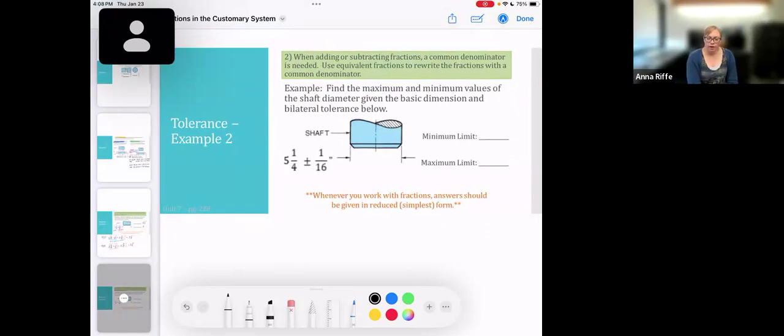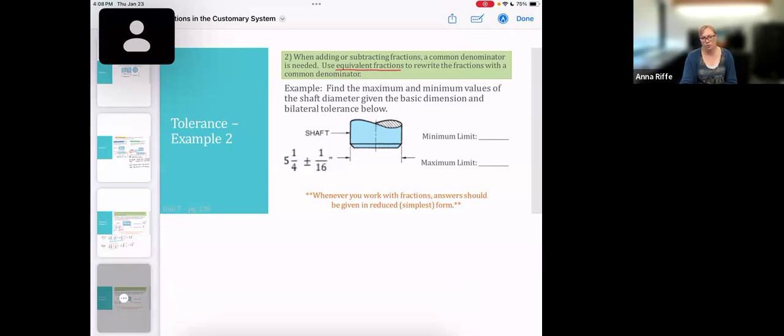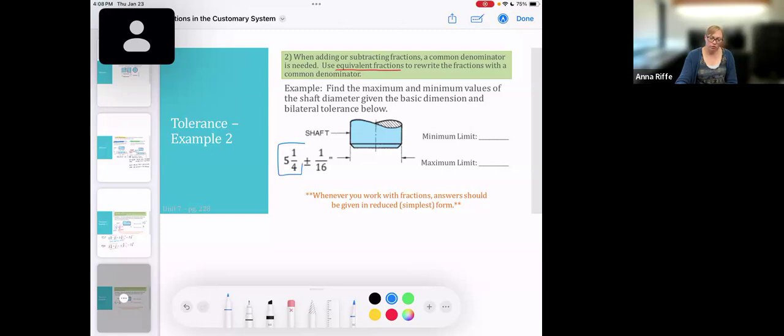And we can note that when we are adding and subtracting fractions that don't have a common denominator, we can use our knowledge of equivalent fractions. So we can use what we talked about earlier to rewrite those fractions with a common denominator. So I have a basic dimension of 5 1/4 inch. And then I have a tolerance that has a different denominator of 1/16 of an inch.